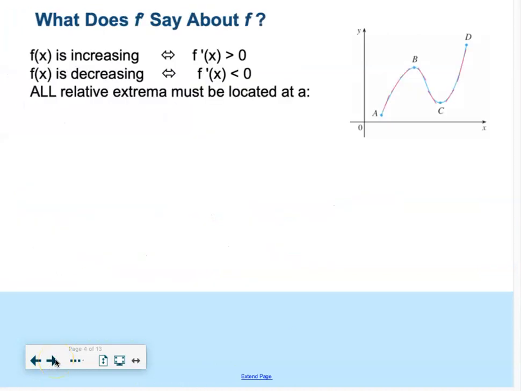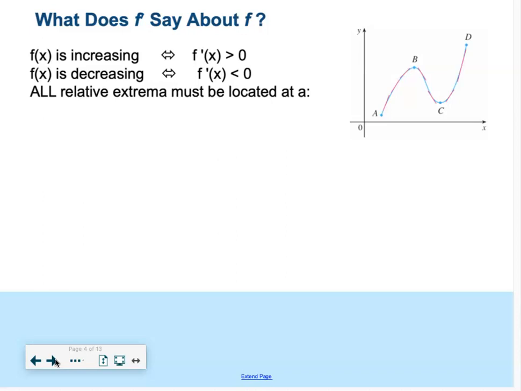Okay. So the first thing that we need to make sure we have down in our notes is that whenever f is increasing, that means that f prime is positive, and vice versa. When f prime is positive, that means that f is increasing. Whenever you see a double pointed arrow like this in math, it means the statement is what's called biconditional. And so it means it's true in both directions.